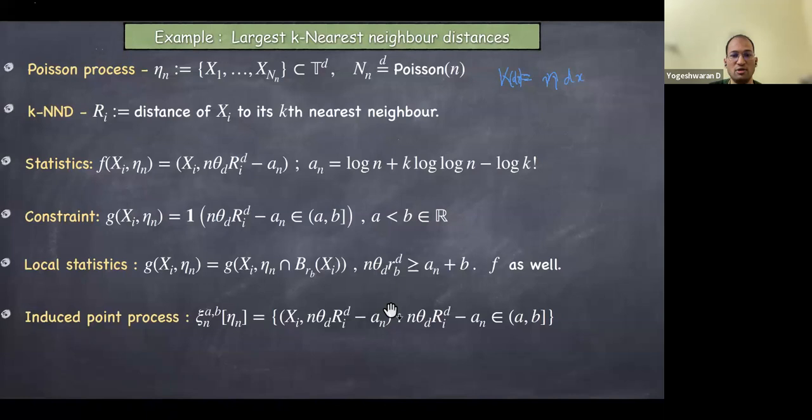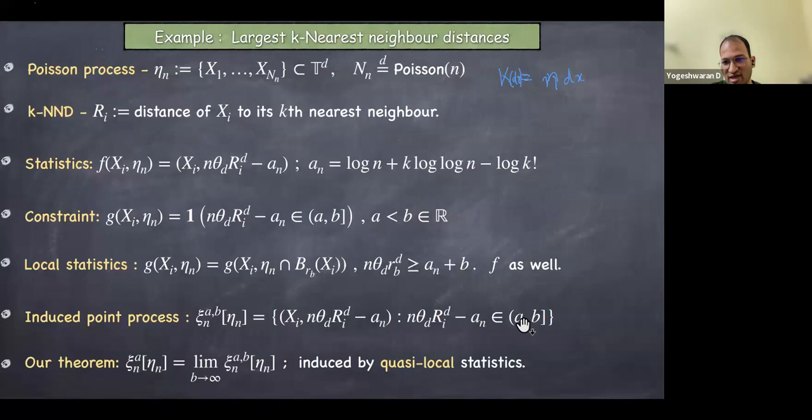And this is not the point process I considered earlier. Earlier, I let b also go to infinity. We looked only at values greater than a. So if I let b go to infinity, I get what I want. That is called a quasi-local statistic. That is, it somehow can be expressed as a nice limit of local statistics. This is a local statistic. A quasi-local statistic is nothing but a limit of local statistics in some way. In this case it's nice enough, but I will later only briefly touch upon what is quasi-local.